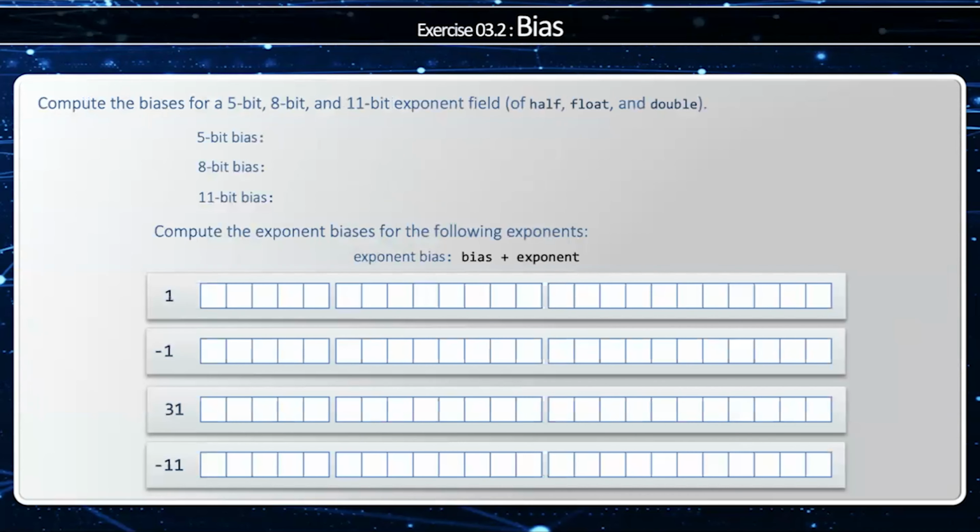All right, let's see if you can do this. Compute the bias for a 5-bit, an 8-bit, and an 11-bit number. And then once you have the bias computed, now compute the exponent bias of 1, of negative 1, of 31, and negative 11. And do this for, like we said before, the 5, the 8, and the 11-bit wide fields.